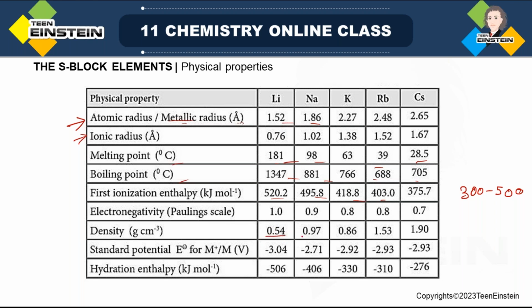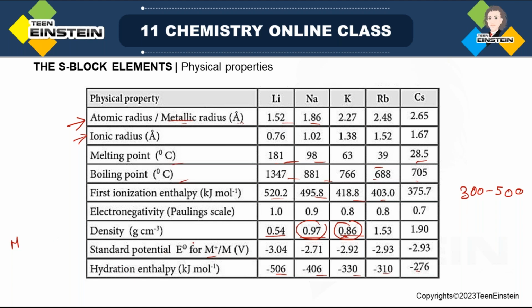Look at the density. Down the group it increases, but a discrepancy is there. Sodium has a higher density compared to potassium. These discrepancies are very important to remember because questions may be based on them. So it is not a smooth increase, there is a discrepancy. Hydration enthalpy, remember these values also we have seen. And what about the standard potential E0 value? When we discuss chemical properties, we will discuss their reducing property, and then go into the details. So here I am just giving you an initial idea.